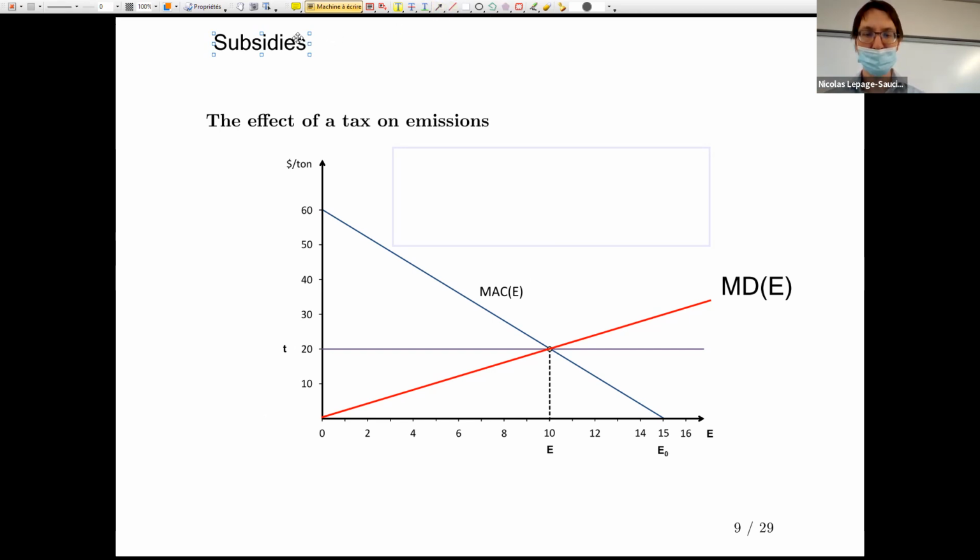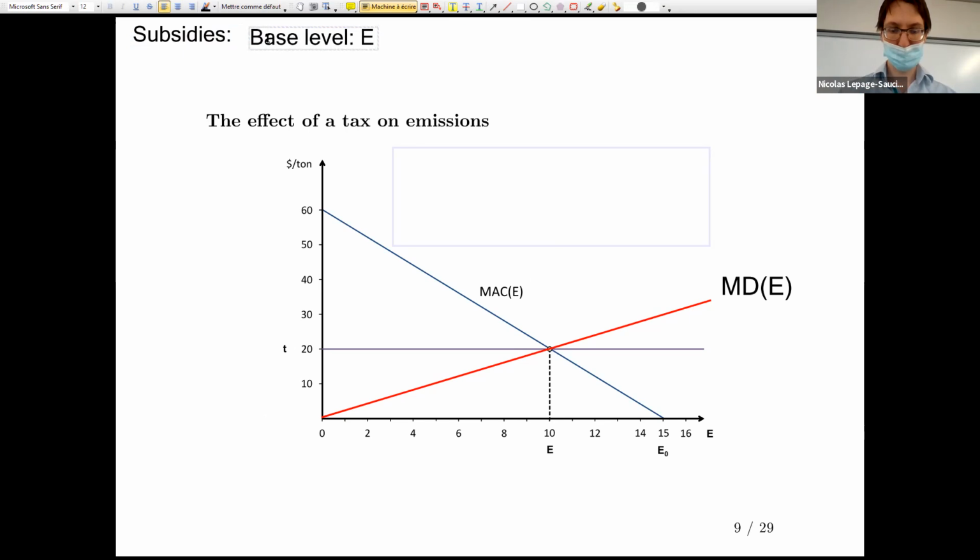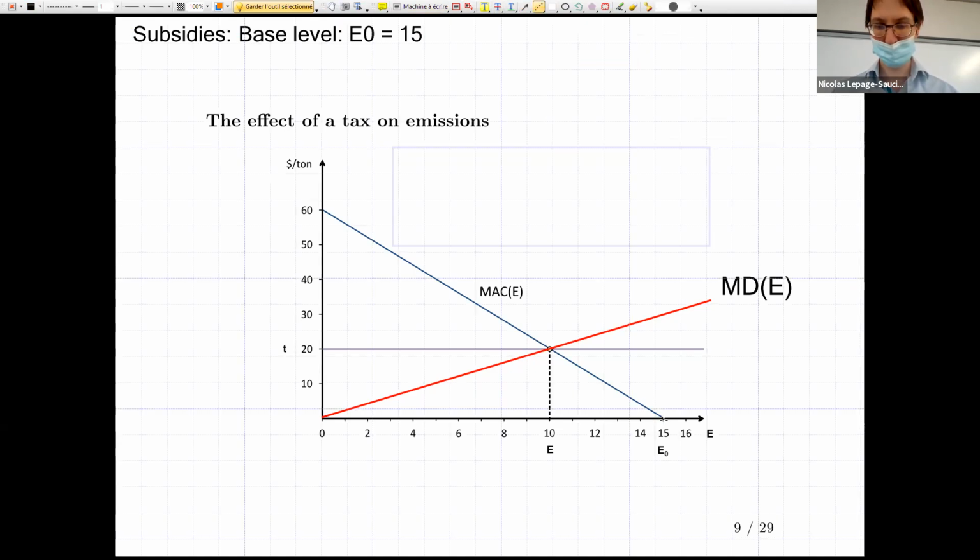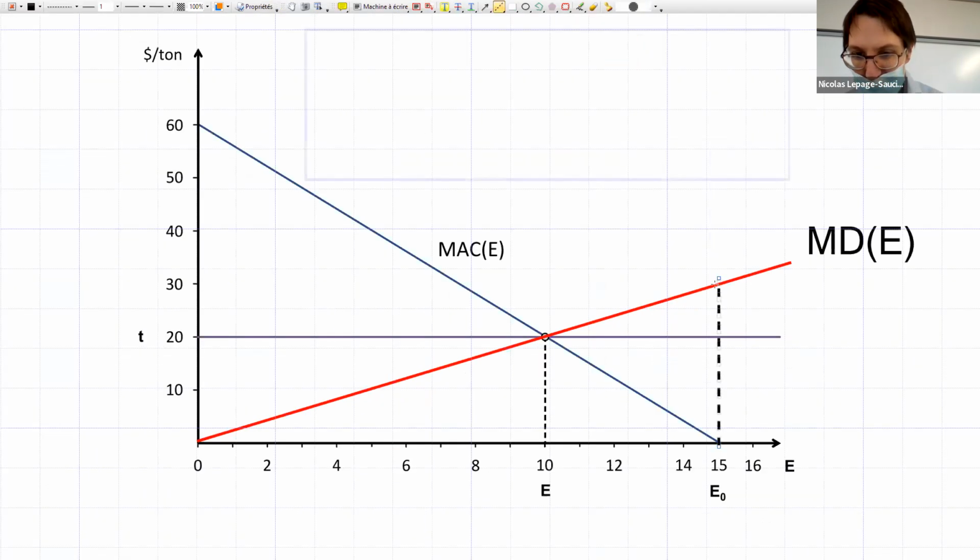Okay, so base level is 0. 15. Okay. It's not super. I know how to show this line. Okay, all right.